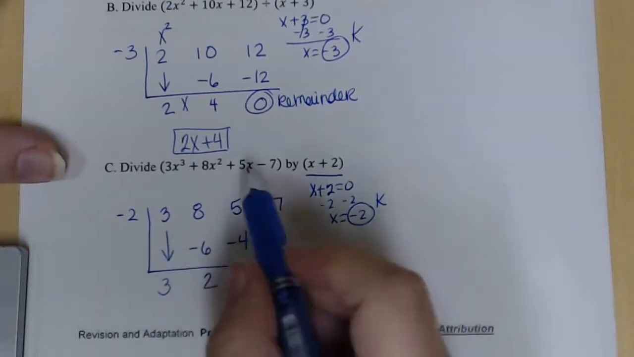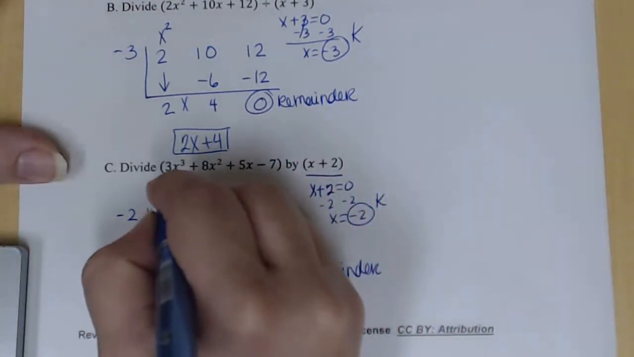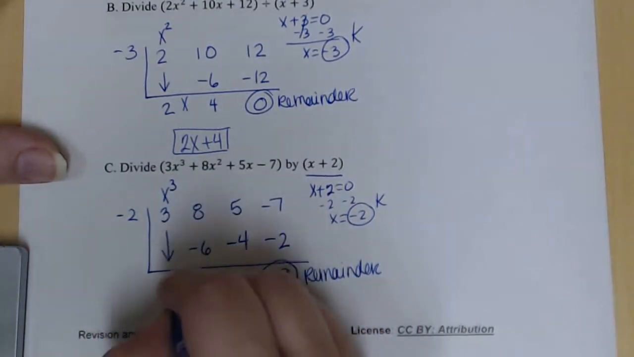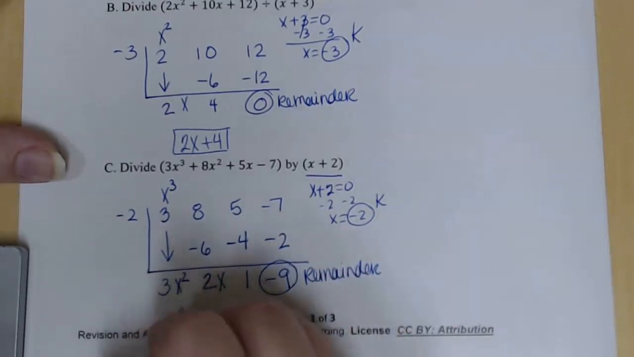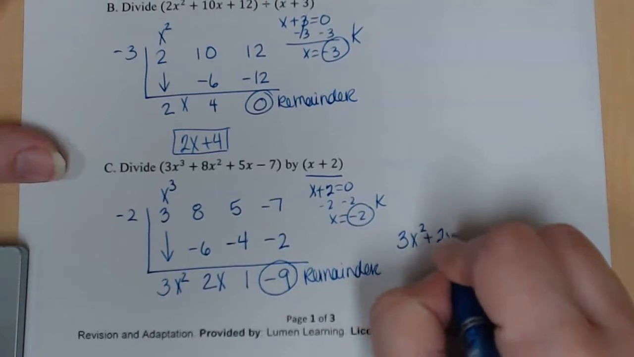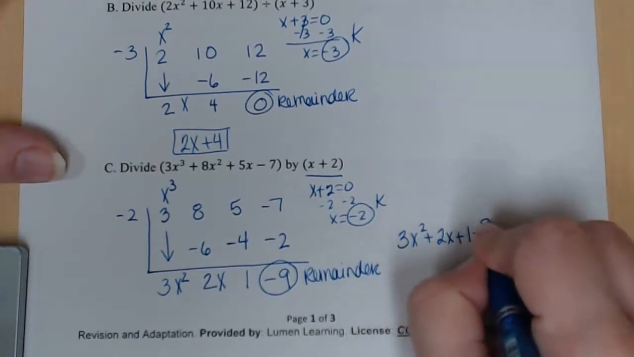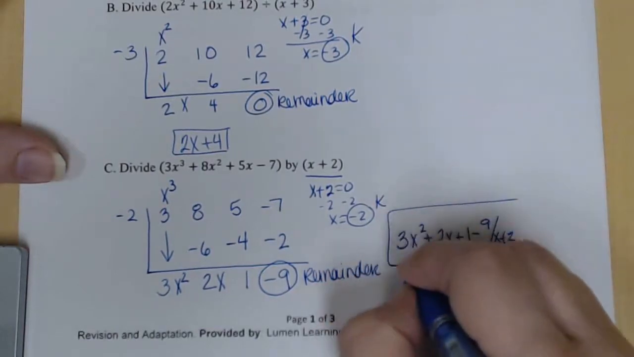And so what this results in, when I divide this polynomial by x plus 2, so it starts out as an x cubed, it ends as an x squared, and I'll write my letters in descending order, x and then my constant. So my answer would be 3x squared plus 2x plus 1 minus 9 over what I was dividing by, x plus 2.